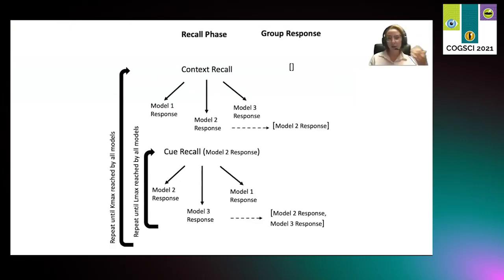And here is a chart showing that. At the top, we have the beginning, where all 3 models are recalling by themselves, doing context recall. Then the fastest model, in this case model 2, has its response added to a group response. All models have access to this group response list. Then all the models move into the cue recall phase, where they're using model 2's response to search for other words. They're doing this separately, and then the fastest model's response will be added to the group response. This continues until the appropriate stopping parameters are reached.